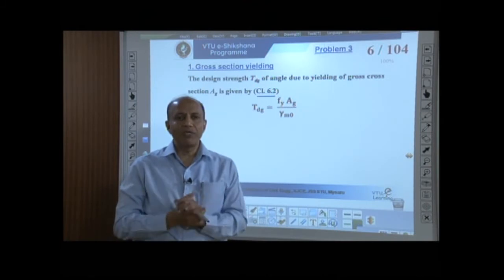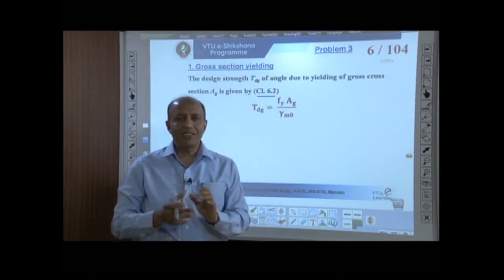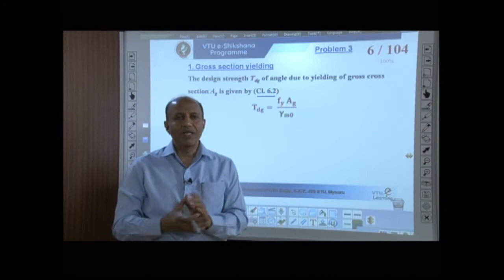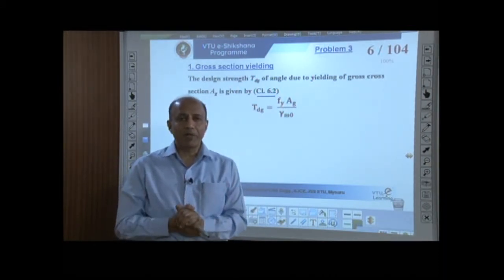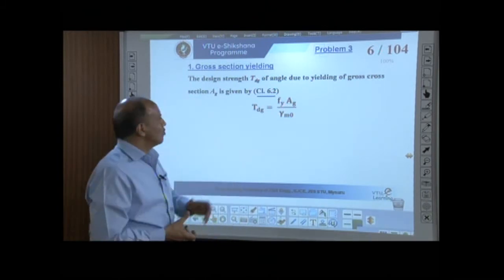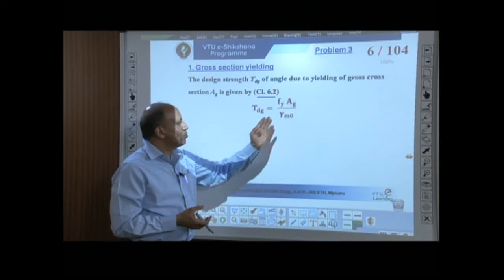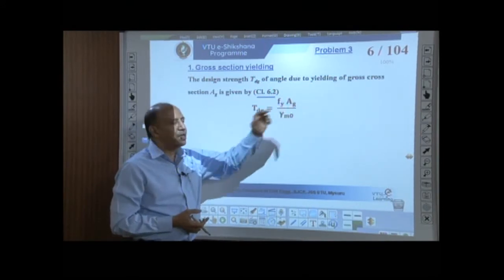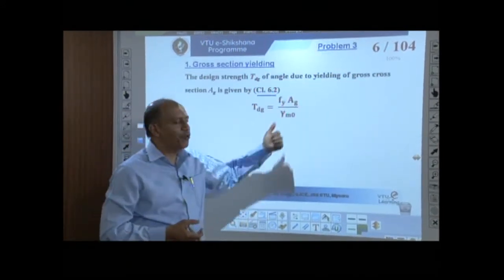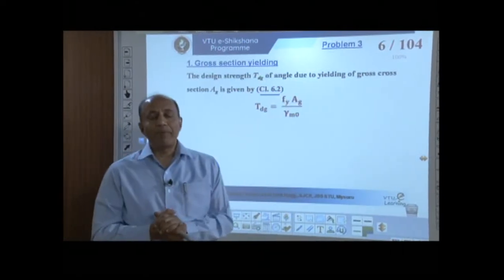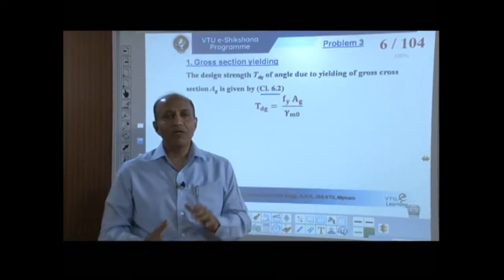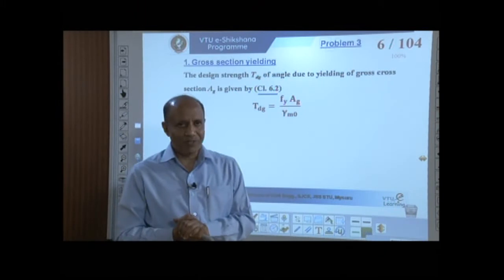It tries to tell you how to calculate the design strength of the given member. It could be a plate or it could be an angle, with respect to gross section yielding. So the formula is Tdg equal to fy Ag by gamma m0, correct? Please understand, stress multiplied by area is a force, and you are dividing it by the partial safety factor, whose value is more than 1, to reduce the value of the force.